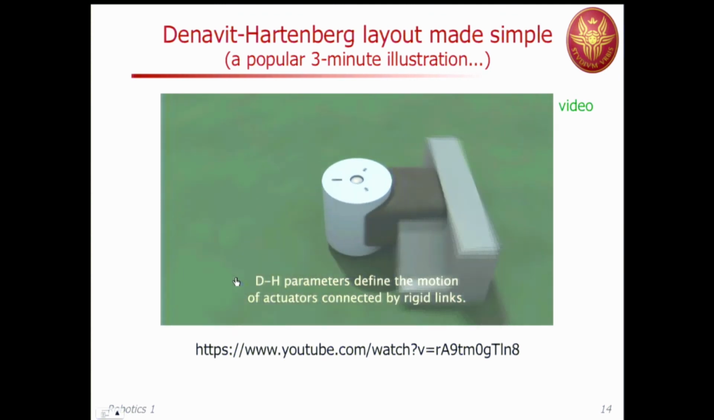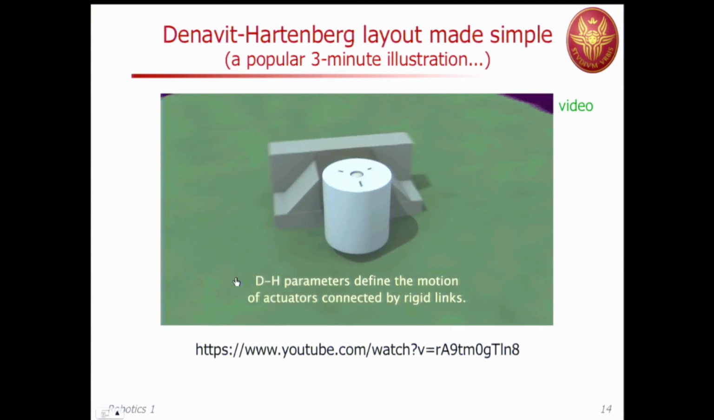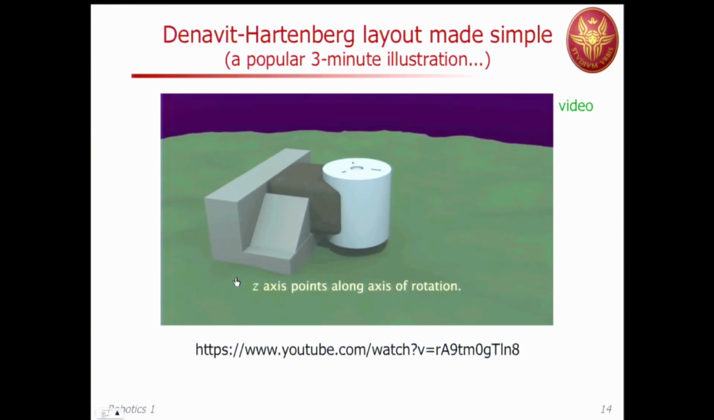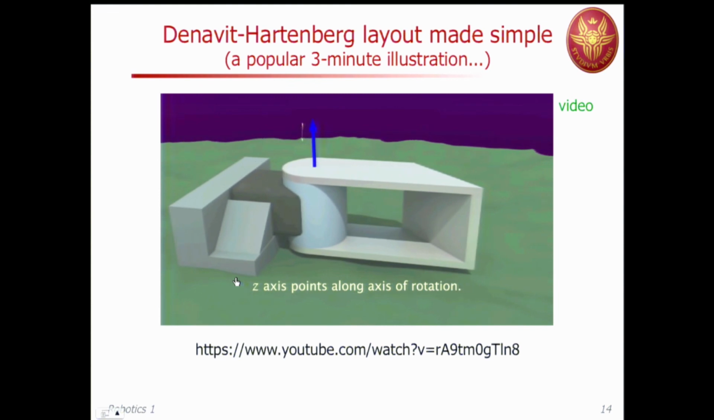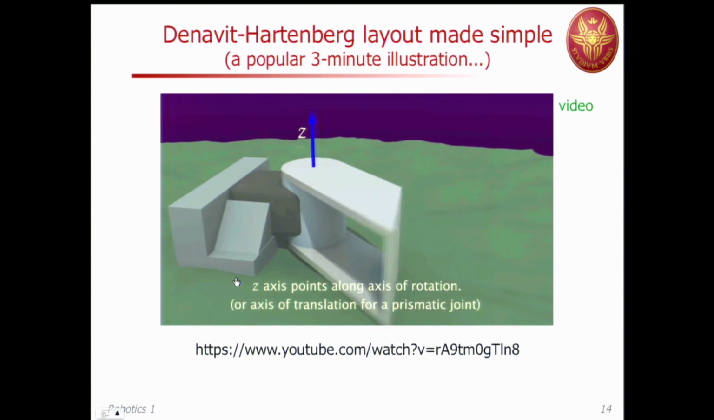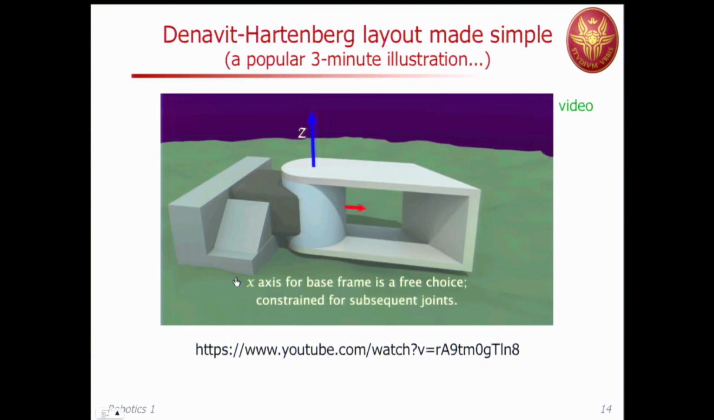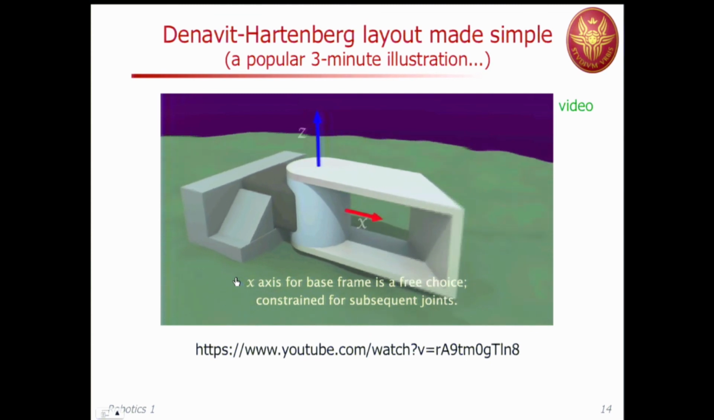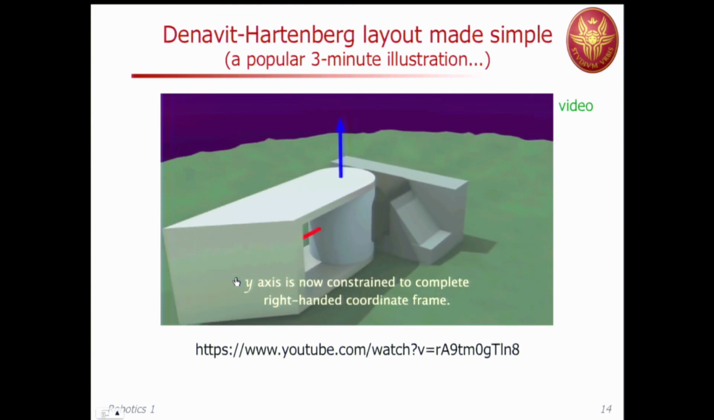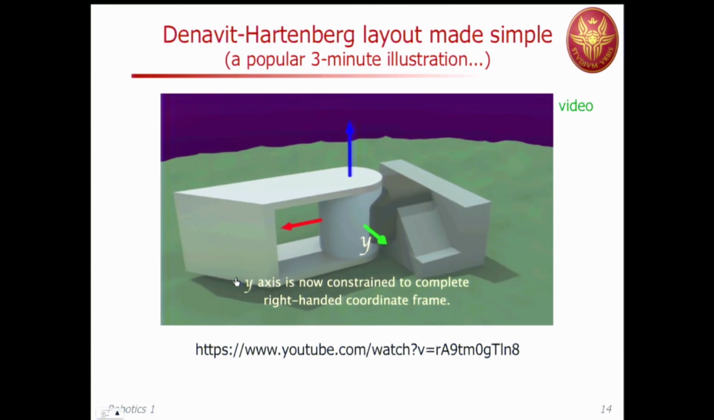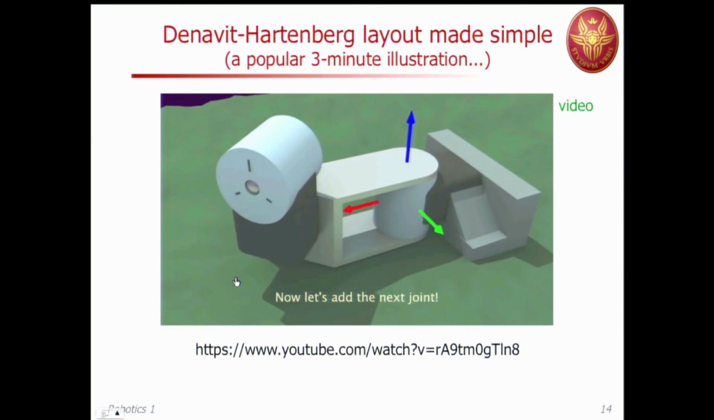So this is the first joint. Base frame or previous joint. So this is the rotation axis, and I put the z on the rotation axis. This is the first one, so I can choose x arbitrarily. Otherwise, it should be on the common normal. And the green arrow is completed as a right-handed frame.